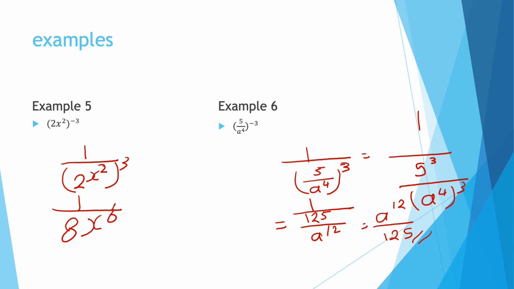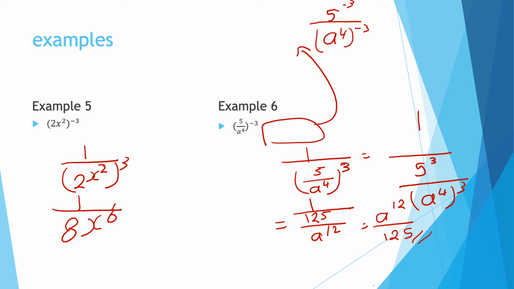Now there is another way to solve this, which I found easier, but gives the same thing. I would expand this first. So I'm just going to solve it in a different way here. I'll expand it first, so I will write 5 to the power of -3 first over a, and 8 to the power of 4 all to the power of -3. I just expanded the power.